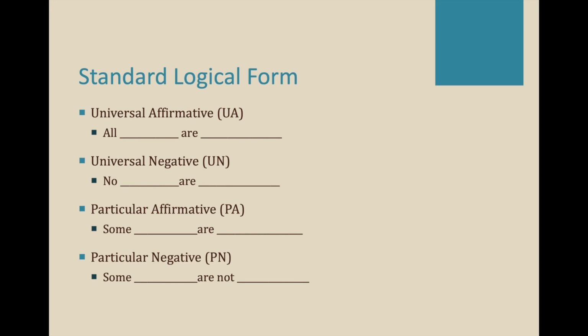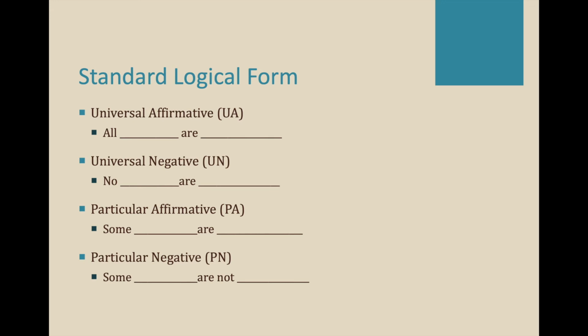So this is what you're trying to use as your standard logical form as you read natural language arguments and translate them into standard form. You determine what kind of statement it is, universal affirmative, universal negative, particular affirmative, or particular negative, and then translate it into standard form using the appropriate form from this list. Natural language will come in all varieties, but there's only one standard logical form for each of the categorical relationships that you are trying to express.